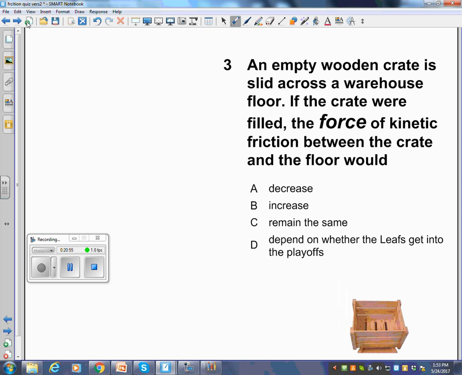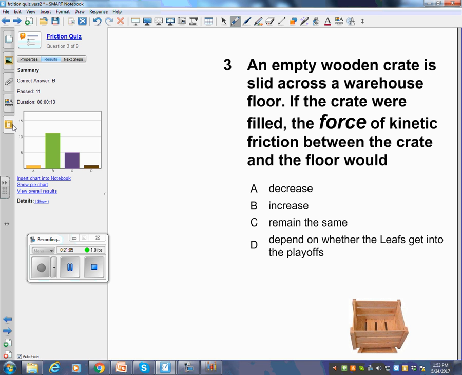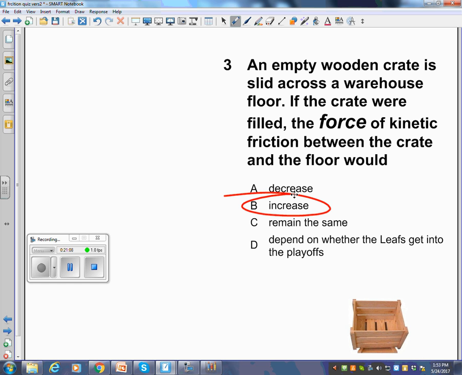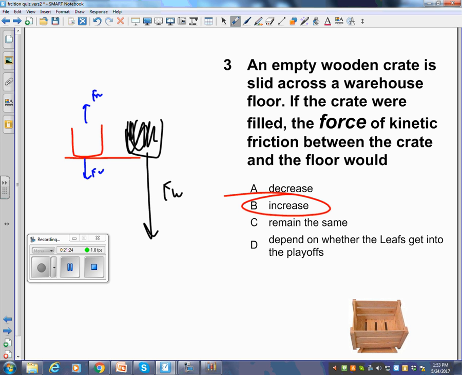However, when you get to number 3, if you fill the same wooden crate, the force of kinetic friction between the crate and the floor would? The answer is B, increase. How come? Here you've got the empty box, here you've got the filled box. Here you've got a weight force and a normal force. Here, because it's full, you've got a big giant weight force. Because mu is Ff over Fn, which is equal to Fw, if the Fn gets bigger and the mu stays the same, the friction force also has to get bigger.